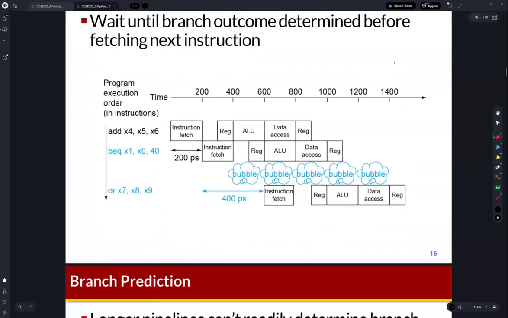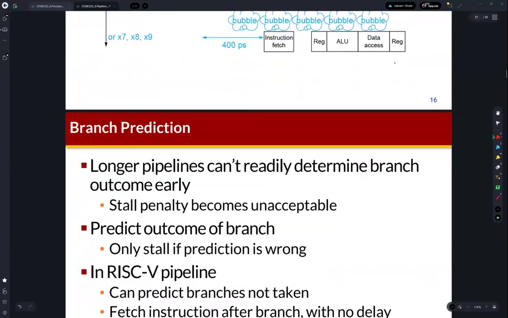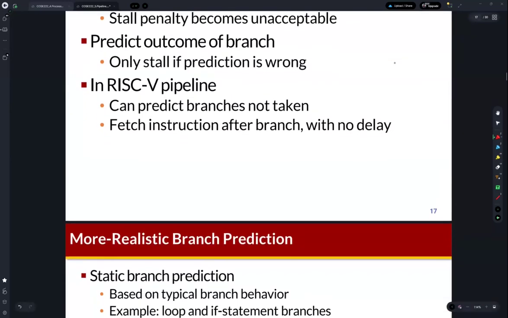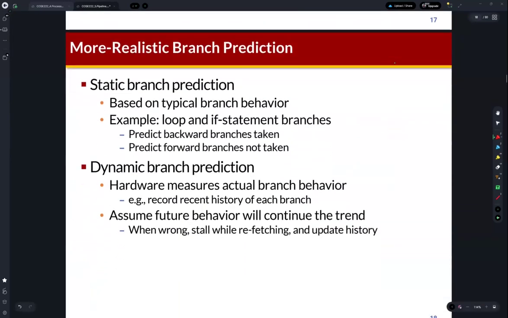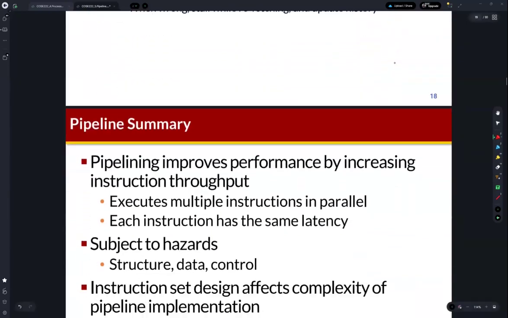This is the example. Control hazard can be handled by branch prediction, and we will learn about branch prediction later. And also, this is another example.